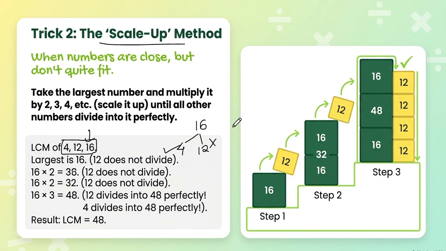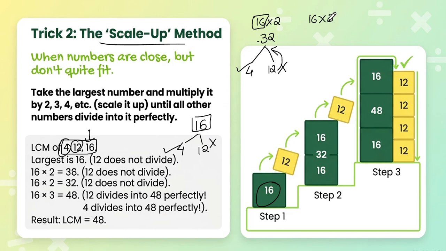So what do we have to do? We have to scale up the 16. 16 is our bigger number. We multiply by 2, 3, 4 and so on until the trick works. So 16 times 2 is 32. Now check again the remaining numbers 4 and 12. 4 divides 32? Yes. Now the second number 12. Does 12 divide 32? No. So scale up our bigger number by one more. 16 multiplied by 3, which is nothing but 48.